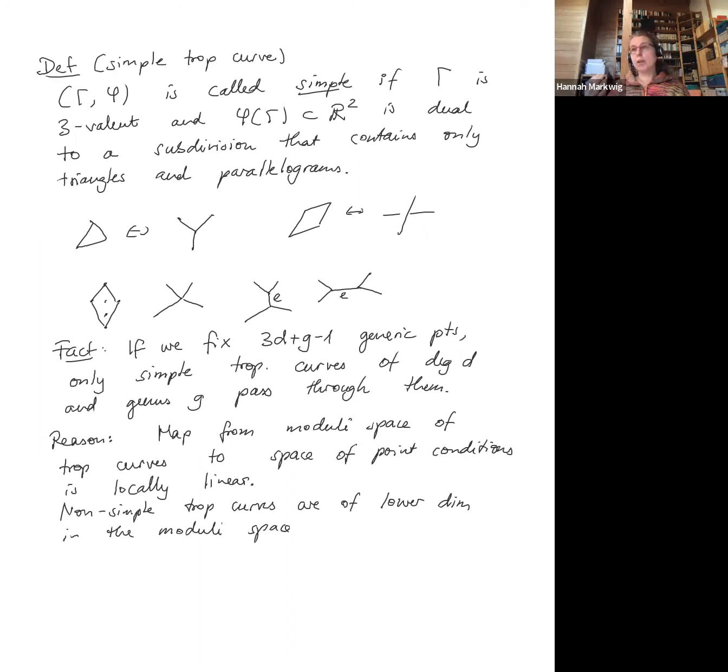But then also the images of these sets of non-simple tropical curves in the space of point conditions will be of lower dimension. And so if we just avoid those lower dimensional spaces, if we pick generic points, we never get those. For generic points, we'll always only get simple tropical curves. An example of a simple tropical curve was on the slide, just one slide before. This rational tropical cubic that we've drawn had in the dual subdivision only triangles and parallelograms. So that was a perfect simple tropical curve.